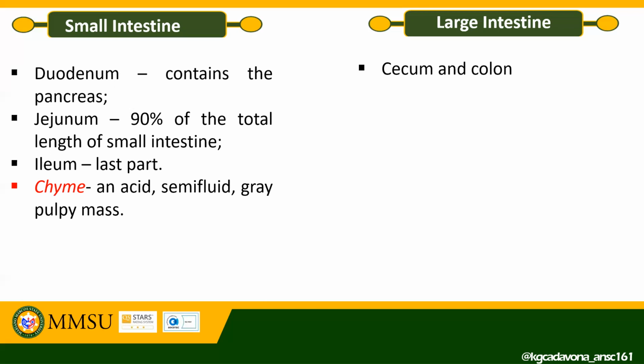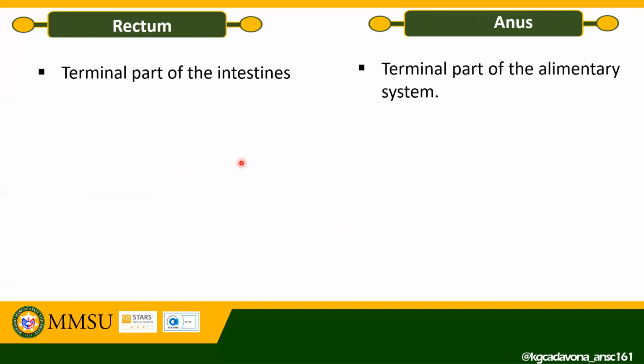However, in the case of large intestine, there are still some feed that are being absorbed. So yung medyo malalaki na feed particles na di kaya ng small intestine, so dito sa large intestine mapupunta. And merong dalawang segment ang large intestine. We have the cecum and then the colon. Then we have the last two parts of the digestive system, which are the rectum and then the anus. So pag rectum, this is the terminal part of the intestines. Then pag anus, this is now the terminal part of the alimentary system.